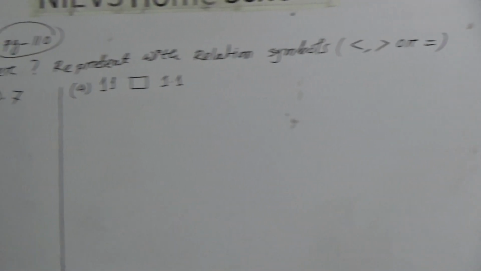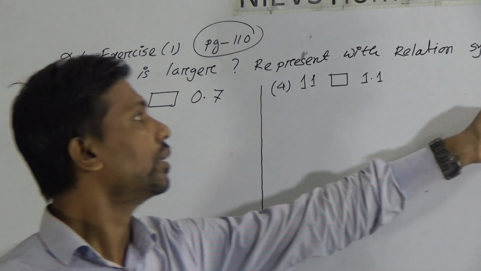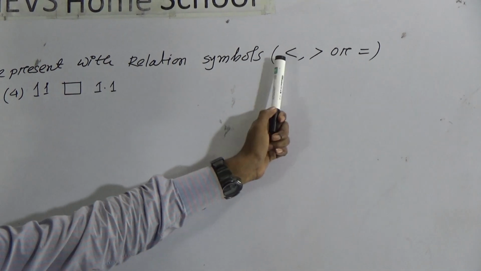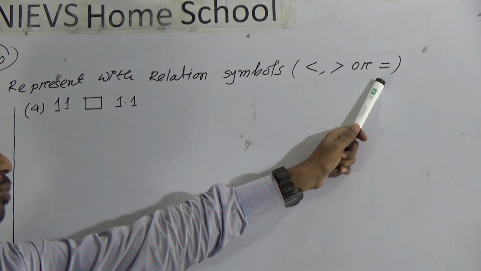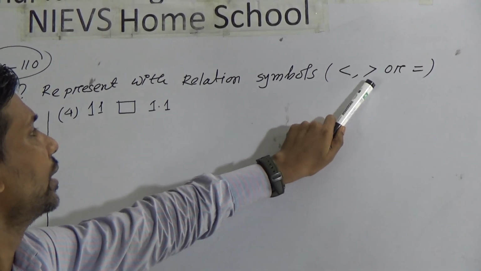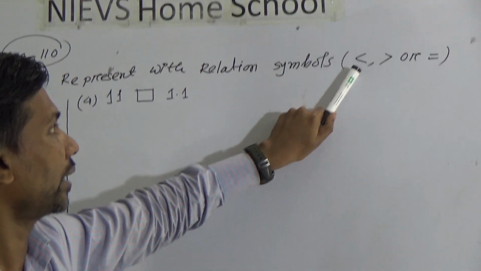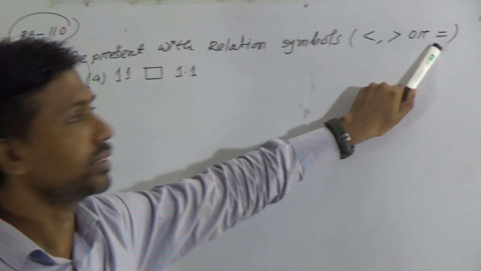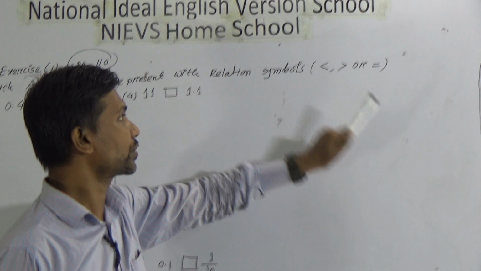Okay, read. Which is larger? Represent with relation symbols: smaller than, greater than, or equal sign. Remember, this is the smaller than sign. This is greater than, and this is smaller than. And this is called the equal symbol.